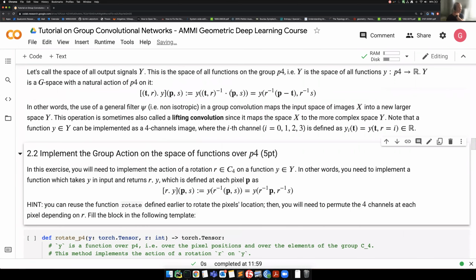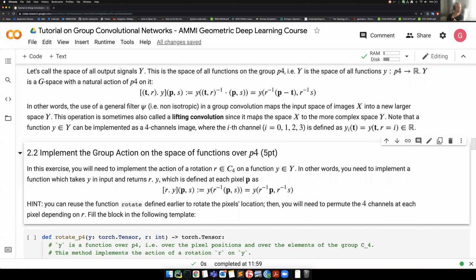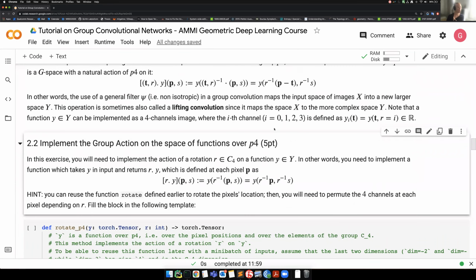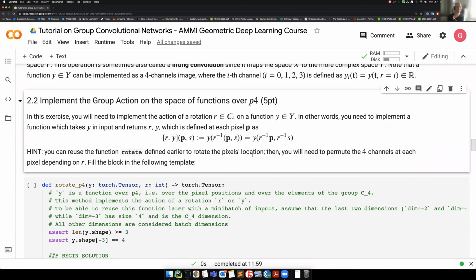So again, we're gonna see a bit more in practice what this transformation means, but this time you are gonna implement it yourself. So in this exercise, you actually need to implement the transformation I just said. You don't need to apply translations, but only rotations. So if you now rotate by an R a function Y like the one we've seen before, what happens is that you rotate the points, the pixels, right, by R, like we had before, but you're also cyclically shifting the 4 channels.